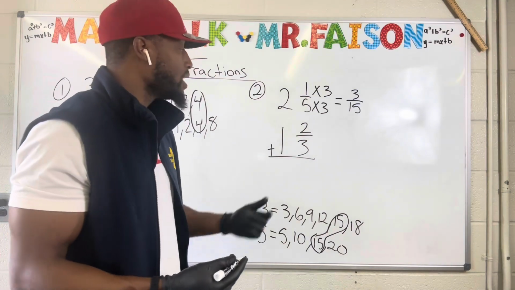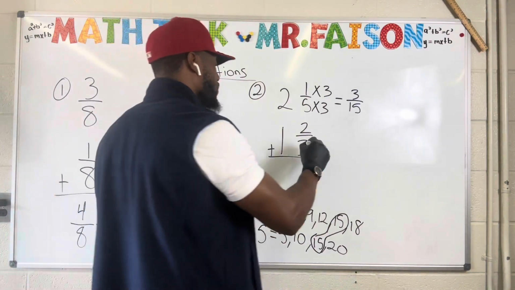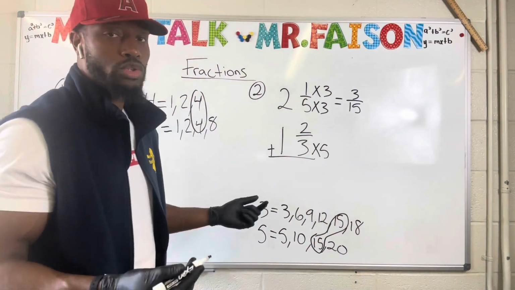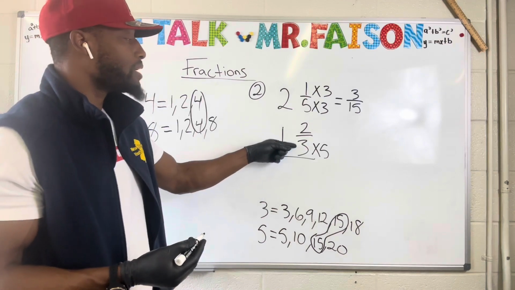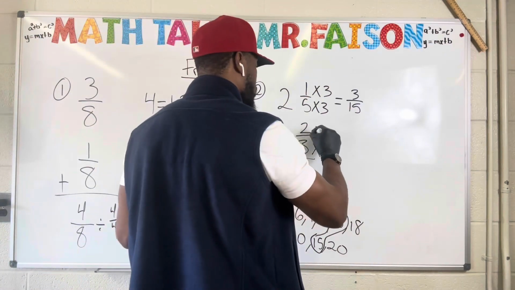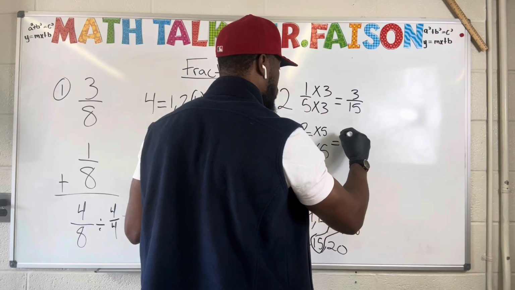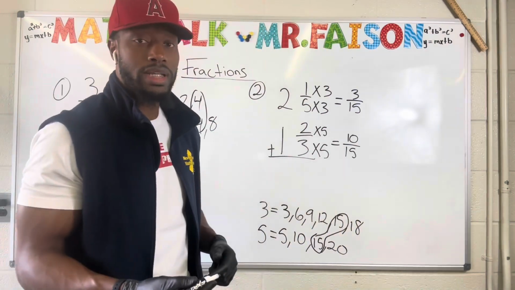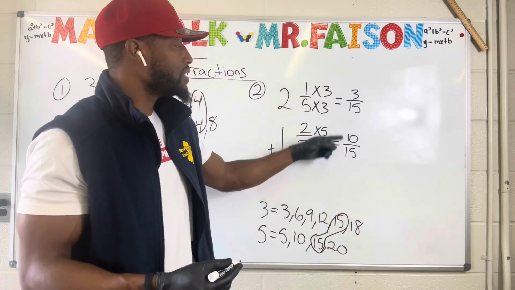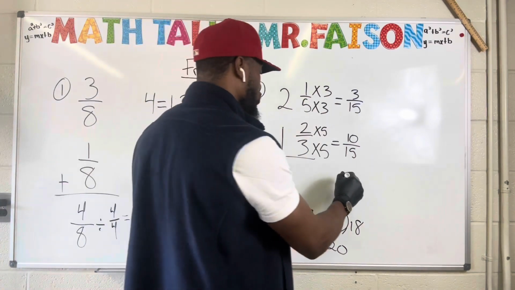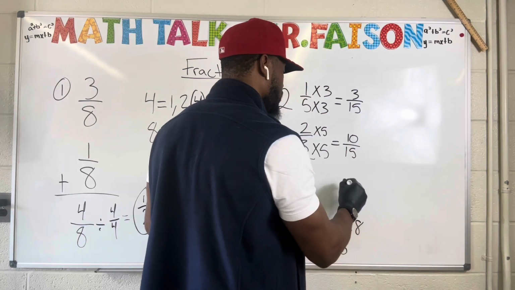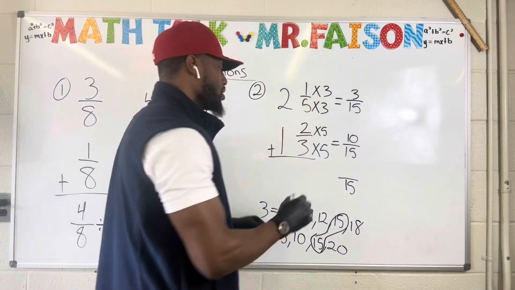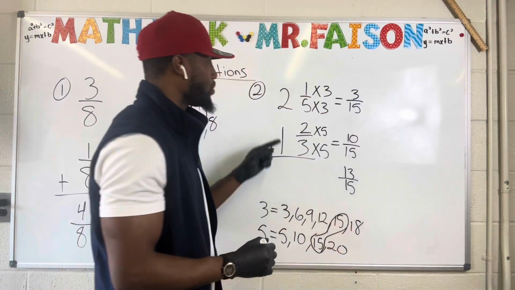Now I want to turn this 3 into a 15. The only way for me to do that is by multiplying this 3 by 5. I will be asking you, what can I multiply 3 by to make it 15? And you will be telling me 5. Whatever I do to the bottom, I have to do to the top. This will now become 10/15. Now my denominators are the same, 15 and 15. Remember what I told you. Now I can just bring this 15 down and add my numerators, 3 and 10, which will give me 13.